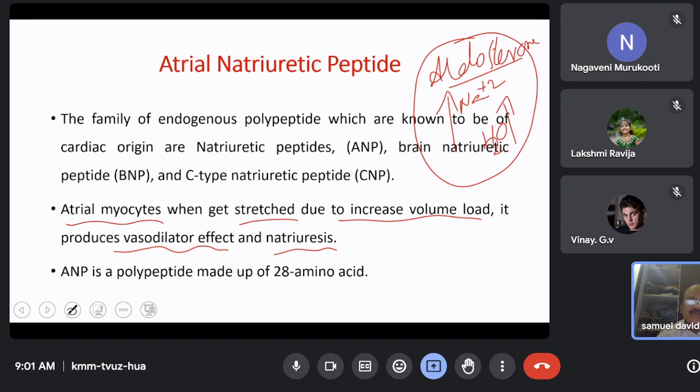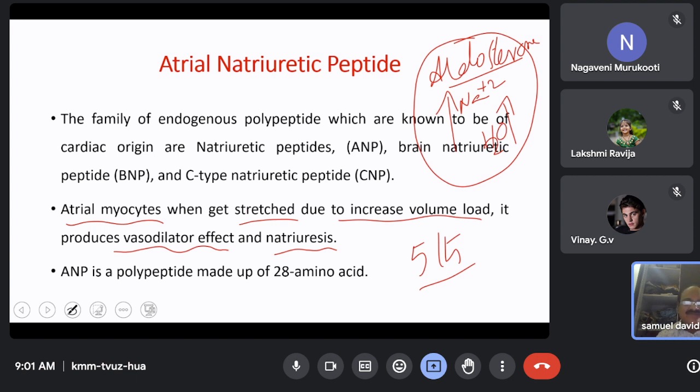So what happens if the blood volume increases due to drinking more water than required by the body, because the entire circulatory system can withhold only 5 liters of blood? If you take excess water, what happens?